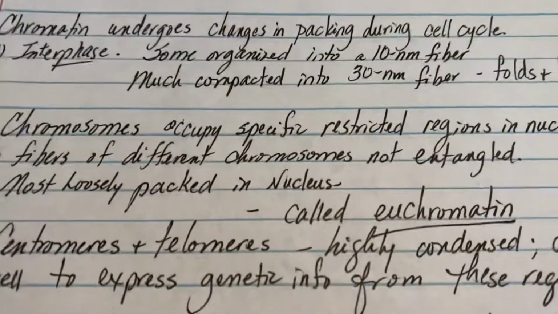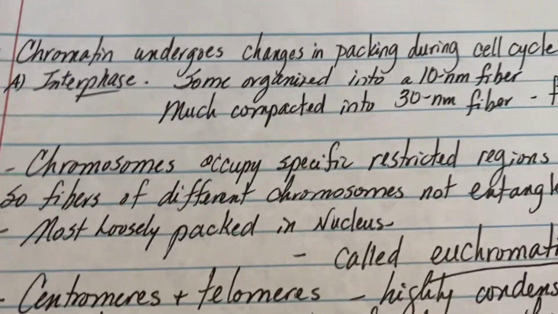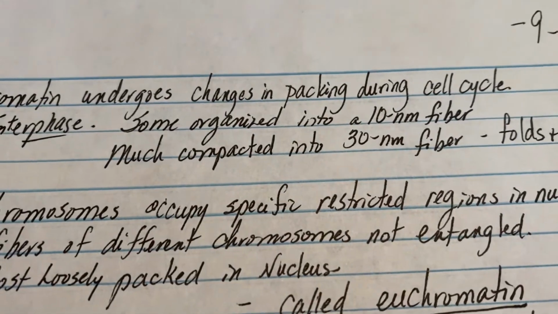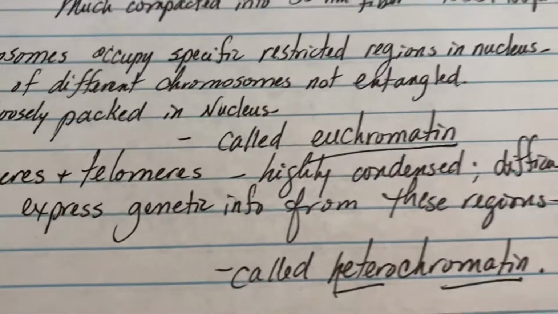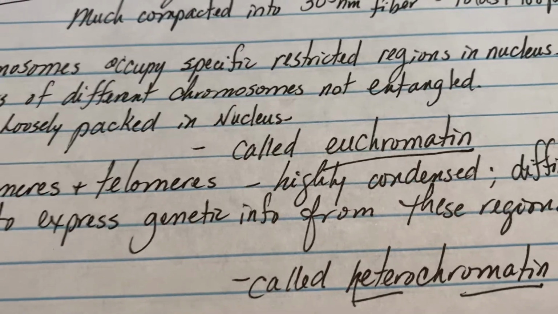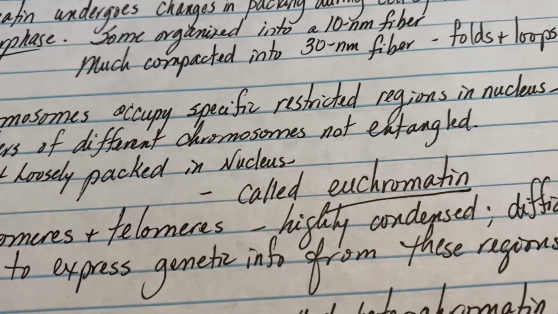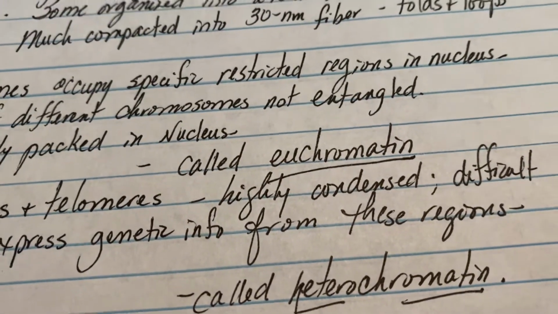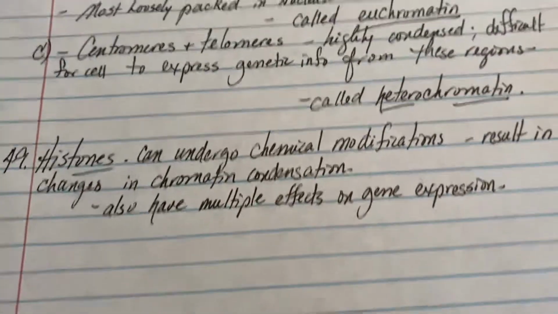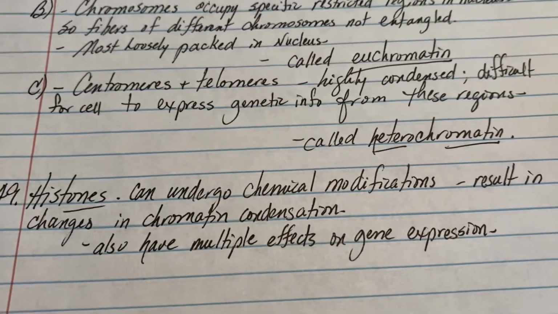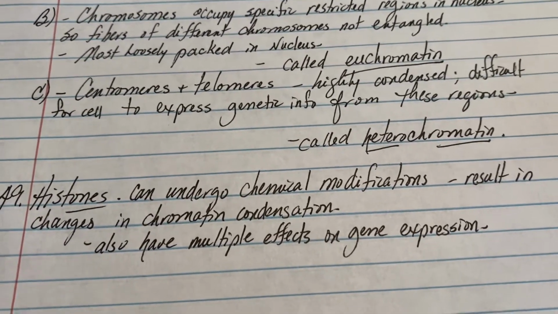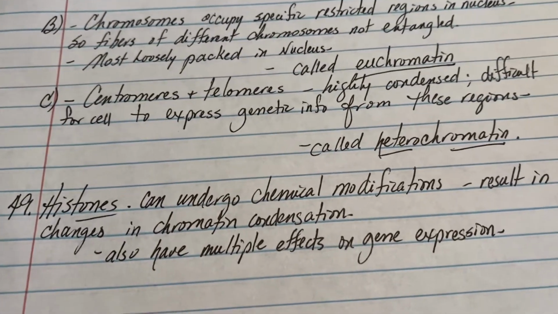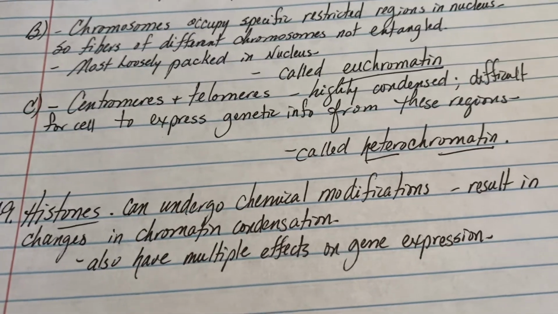I am so sorry, I just messed that up. The loosely packed chromatin in the nucleus is euchromatin, okay? Centromeres and telomeres are called heterochromatin, and those are the ones where it's difficult to express the genetic information that's in those regions. Sorry about that, guys. Histones can undergo chemical modifications, and this will result in changes in how the chromatin will condense, and this can also be an important source of gene expression.